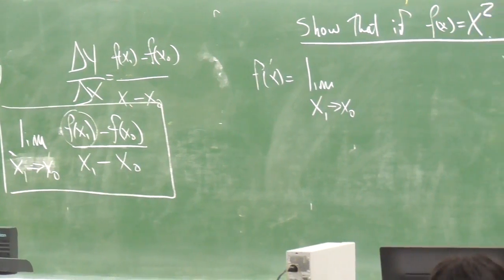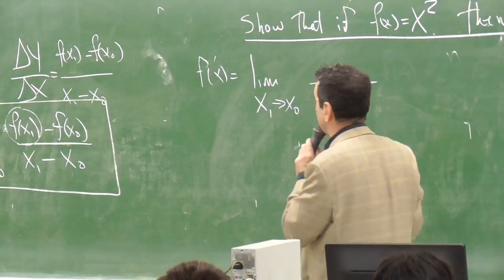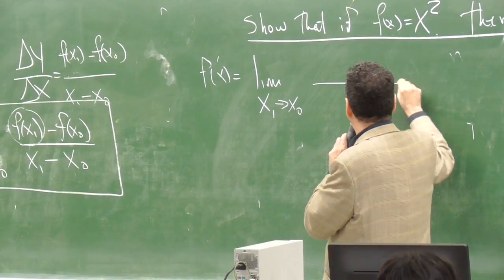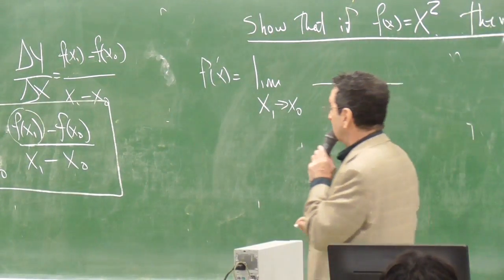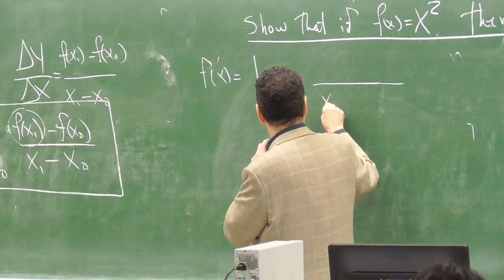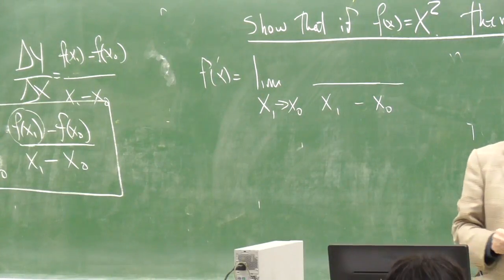Okay, now what can I do? Oh, I can put that line there. Now what can I do? So the bottom part is going to be the same, x1 minus x0. Okay, what's the top part going to be?